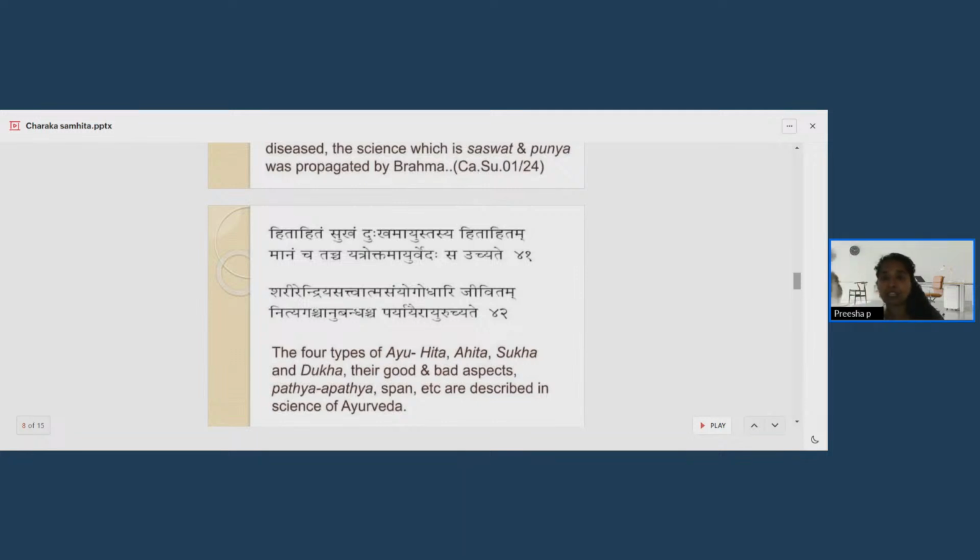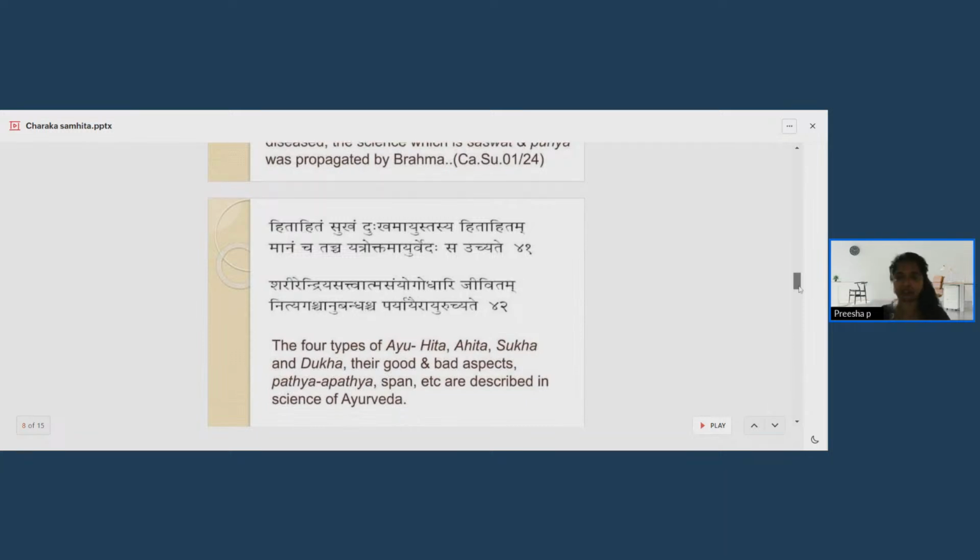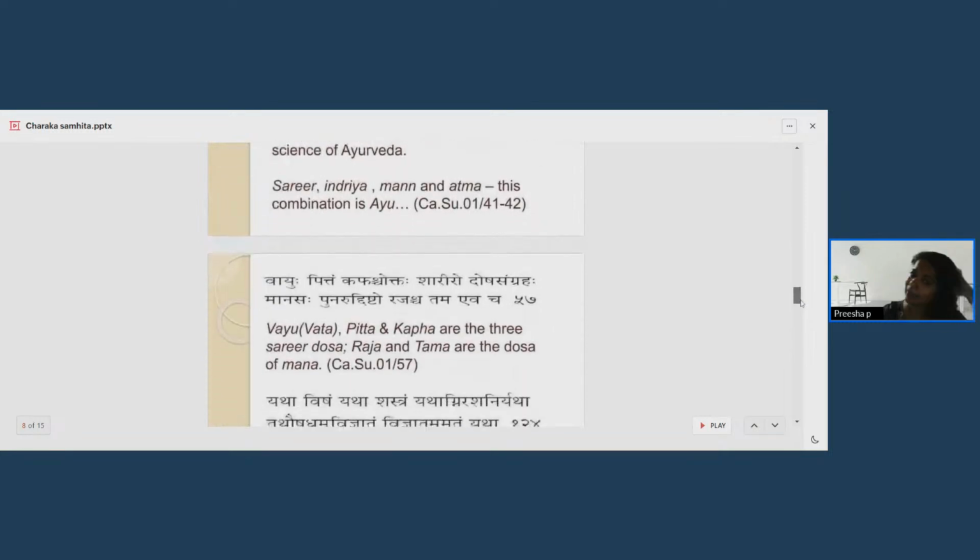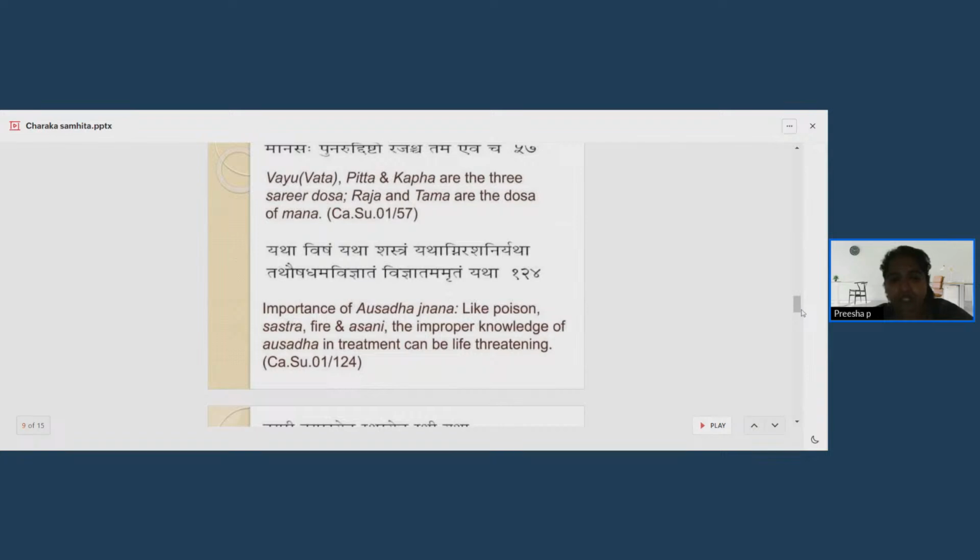Then an important area where Ayurveda is defined, and that definition shloka is Hitahitam and Sharirendriya Sattvatma Samyogo Dhari Jivitam. When Sharira, Indriya, Mana and Atma are told, then Vata, Pitta and so on, in the first chapter of Charaka Sutra. One important shloka explains Aushadha Jnana: Yatha Visham, Yatha Shastram, Yatha Agnir Ashani, showing the importance of Aushadha Jnana, where poison, weapon, fire, and lightning are compared. Proper knowledge is required, otherwise it will be life-threatening.